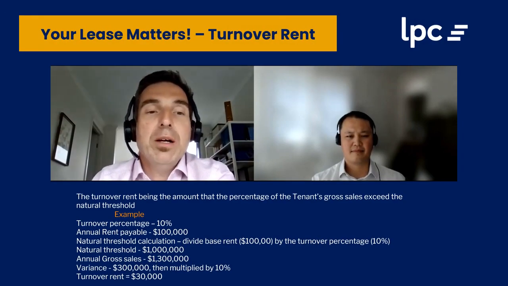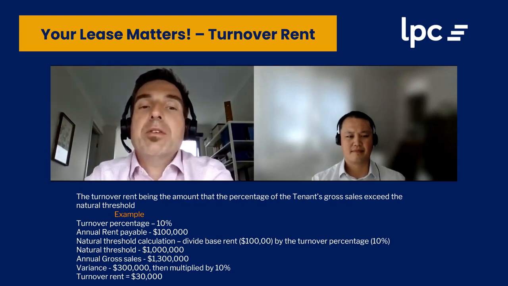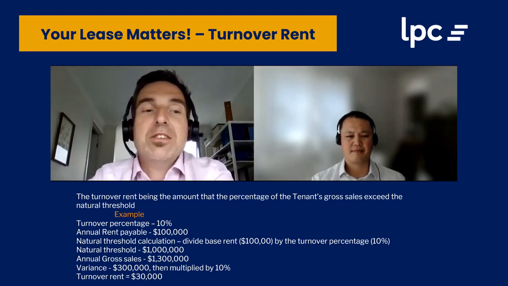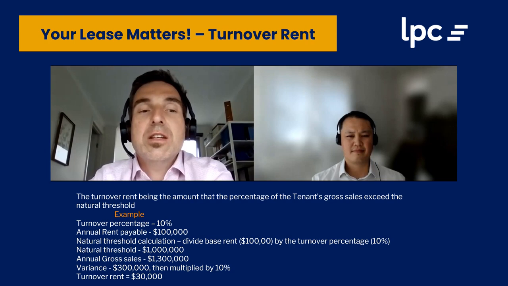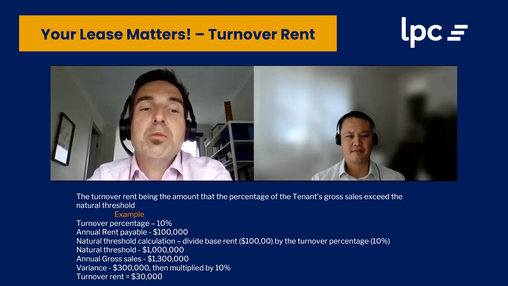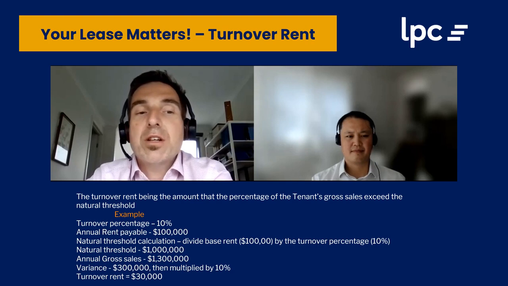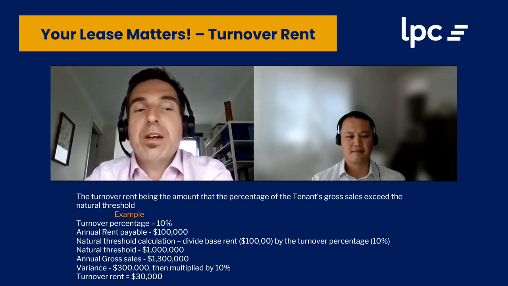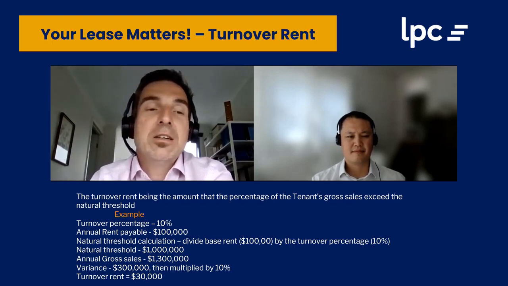The second example being that, as you can see, the amount that the percentage of the tenant's gross sales exceed the natural threshold. So as you can see, again, the turnover percentage is 10%. The annual rent payable is 100,000. The natural threshold calculation would be dividing the base rent by the turnover percentage. So the natural threshold is then $1 million. The annual gross sales is 1.3 million, which gives you a variance of 300,000, then multiplied by 10%, and effectively you get the outcome of $30,000 as your turnover rent again.